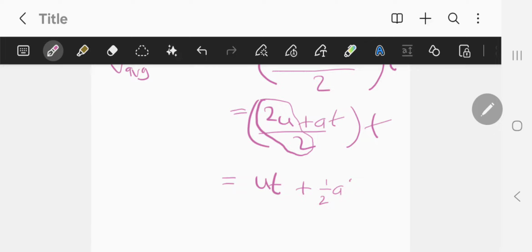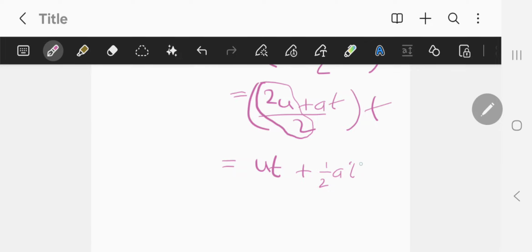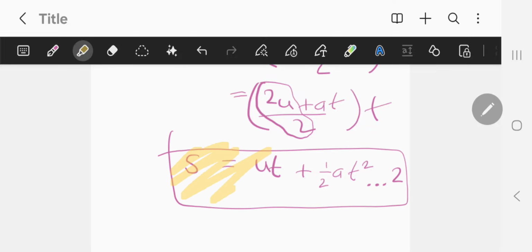I should say a t squared. Because at over 2 is the same thing as a half at, and then at times t is at squared. And that right there is your second SUVAT expression. That's how you calculate displacement in terms of initial velocity, acceleration, and time.